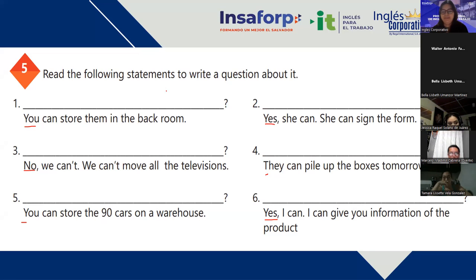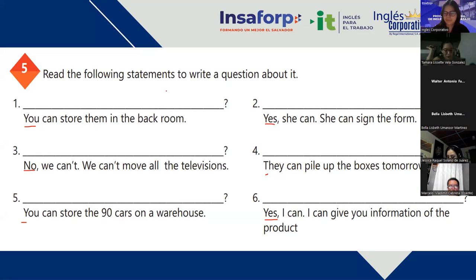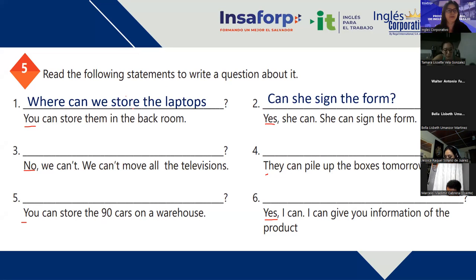Tell me what is number one? Number one is where can you store the... Bueno, nosotros pusimos the laptop. Okay. Where can you store the laptop? Very good. Where can you store the laptops? You can store them in the back. Where can you store the books? Where can we store the televisions? Cualquier cosa, ¿verdad? Esto puede ser sustituido por cualquier cosa.